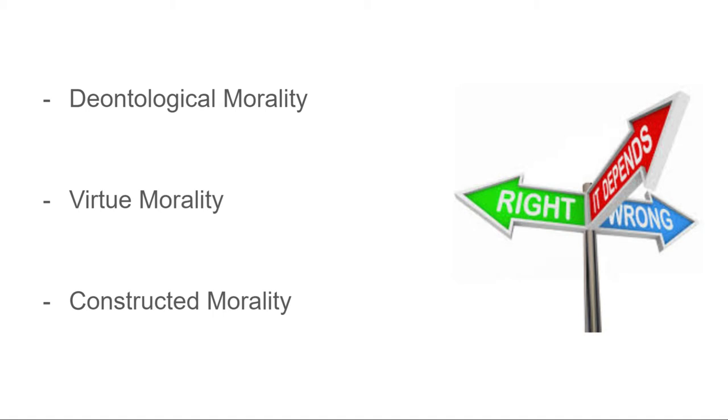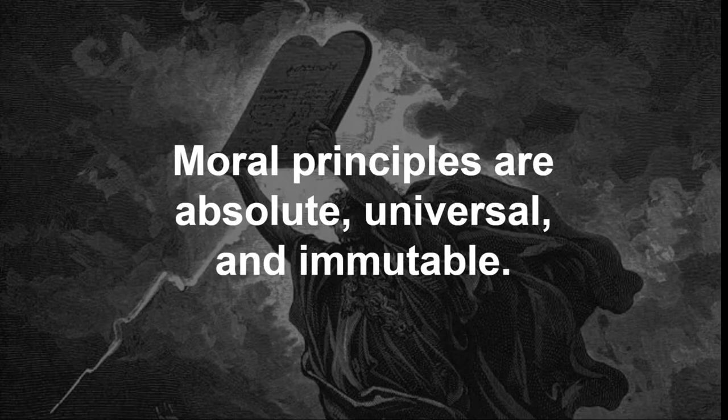The first is called deontological morality, and I'll explain a little more what that means. Virtue morality and constructed morality. Again, these are terms that I'm kind of using to describe bigger traditions. So deontological morality is the first, and this has the idea that moral principles are absolute, universal, and immutable.